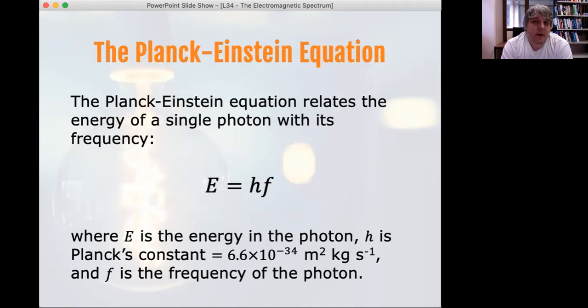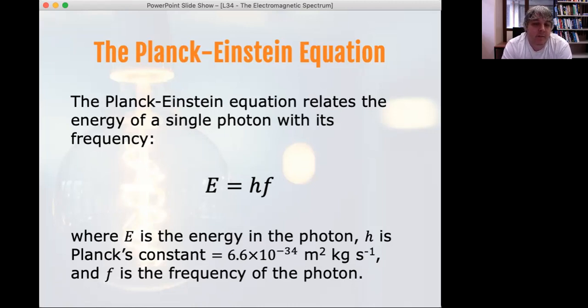The Planck-Einstein equation is a nice one. I'm not going to explain any of the background of it or where it comes from or anything. I just want you to learn it, to know this equation. This is the energy of a single photon. A single photon of a specific frequency always has the exact same amount of energy, and that is h times f. h being Planck's constant, 6.6 times 10 to the negative 34 meters squared kilogram per second.